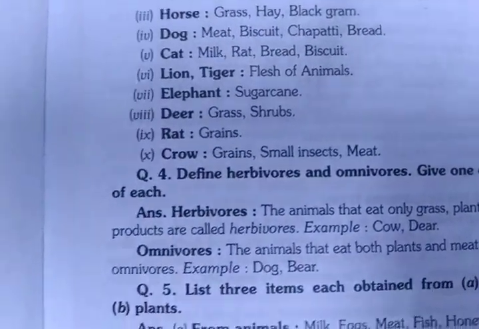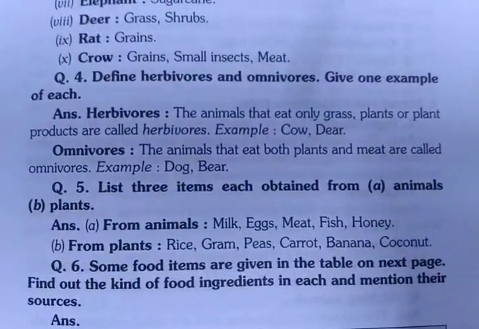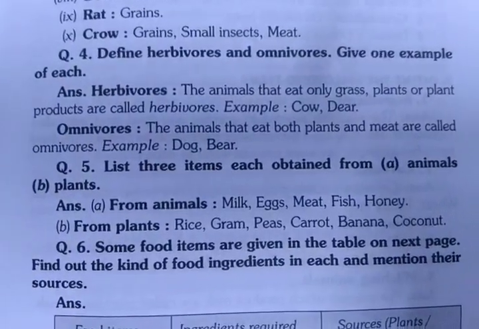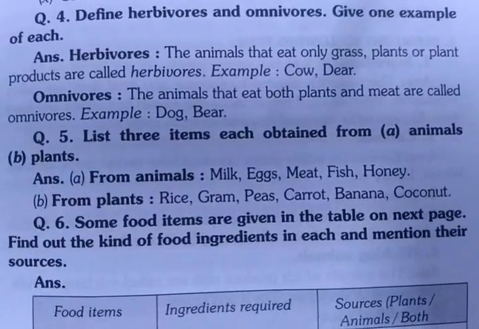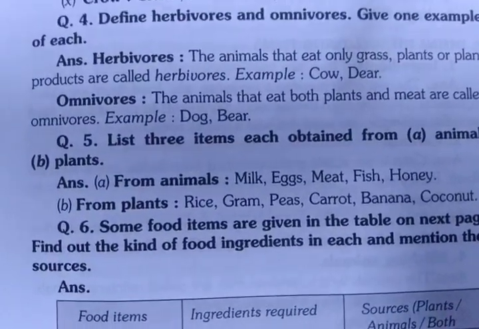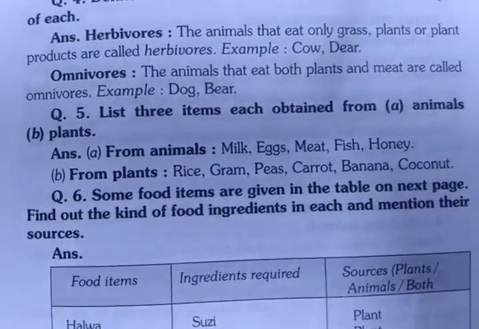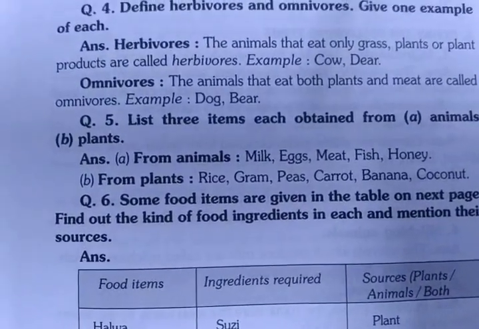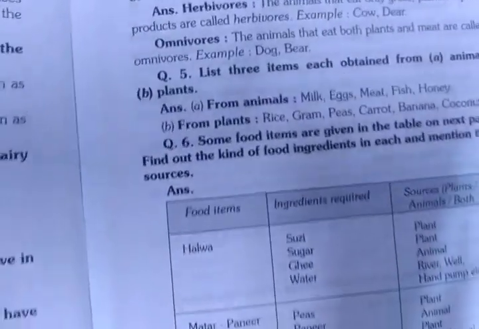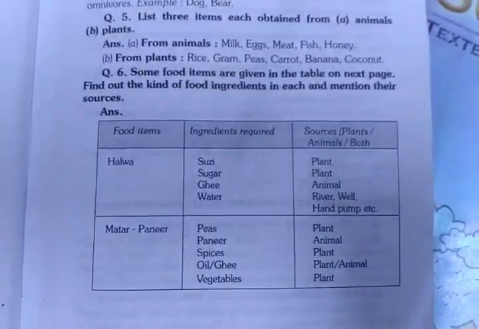Let's go toward question number 4. Define herbivores and omnivores. Give one example. Herbivores, the animals that eat only grass, plants or plant products are called herbivores. Example, cow and deer. Omnivores, the animals that eat both plants and meat are called omnivores. Example, dog, bear, human beings. Okay. Now we are moving towards question number 5.